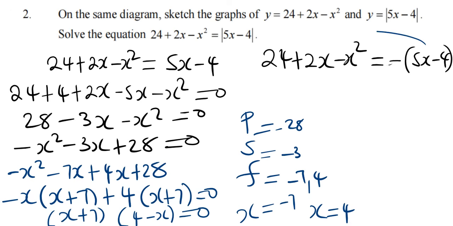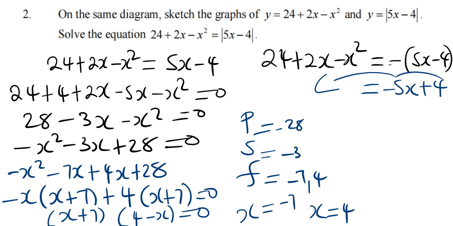Then for the second part, you can also do the same, but what you're just supposed to do is first make sure that you distribute the negative. I'm going to have negative 5x plus 4. Then you take these ones to the other side and you solve like we just did for this one.